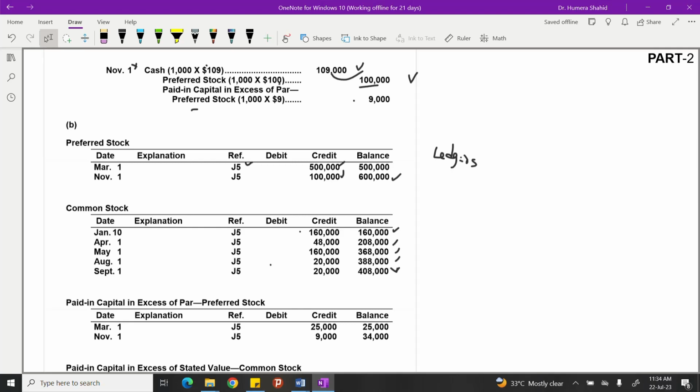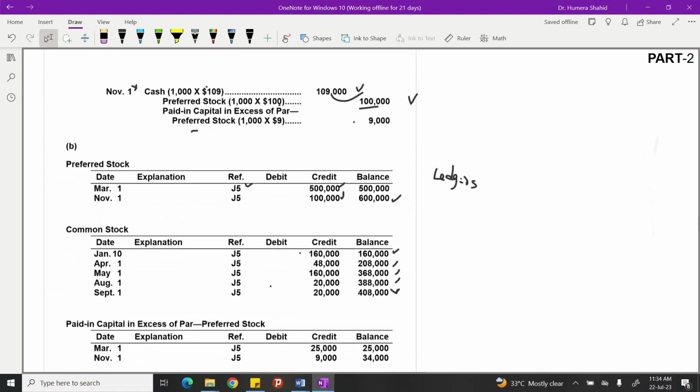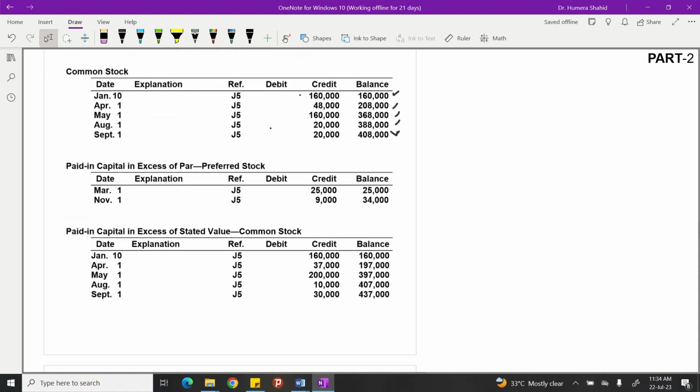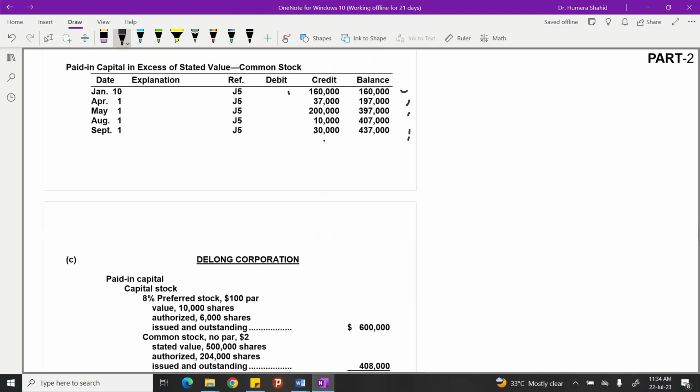Then we also have paid in capital in excess of par preferred stock because of two journal entries. It gets credited in journal entry number 2 and the November journal entry. So March 1st journal entry has credited it with 25,000 and November 1st entry has credited it with 9,000. So ending balance becomes 34,000. Then paid in capital in excess of stated value common stock is also there because of all the above transactions except two transactions it gets credited. So I put all of them over here and the ending balance also gets increased.